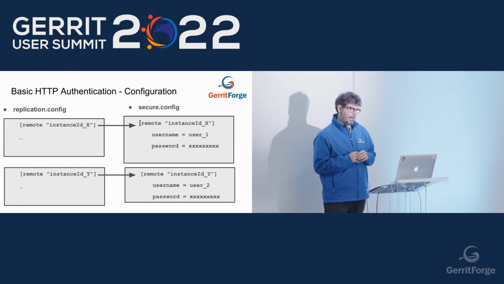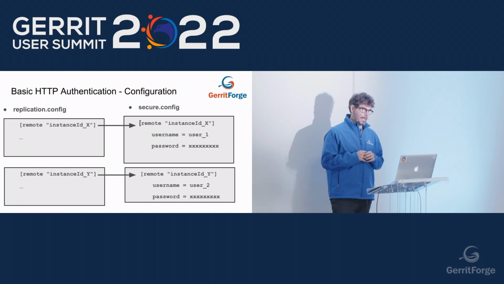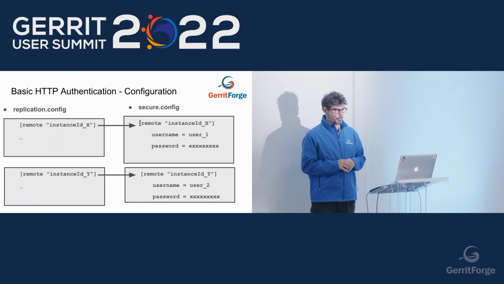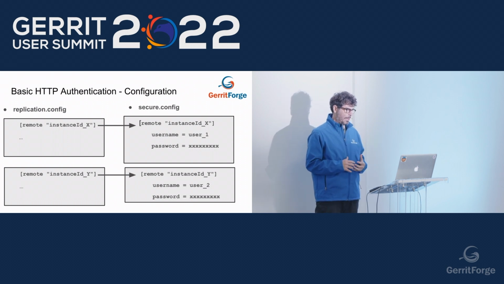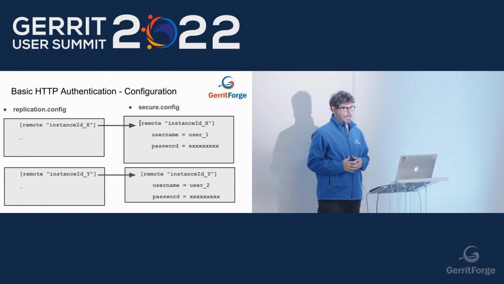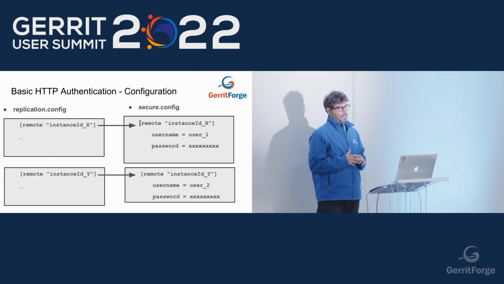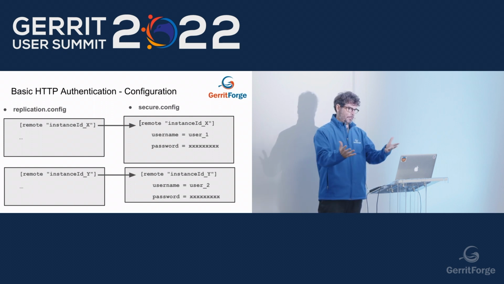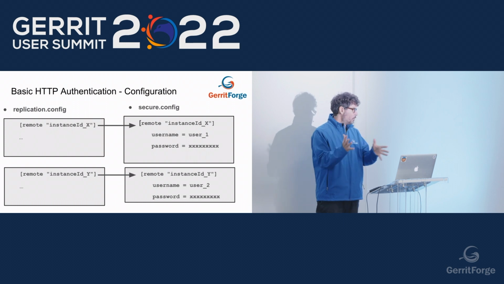Currently, for configuration, there are two main files. One is the replication.config, where we have different remote sections where we define all the properties related to how the replication or the fetch will be done. And in the secure.config, we need to define the username and the password that we will use when we use HTTPS. Basic for everybody, but just to let you know that it is a little bit tedious to configure.